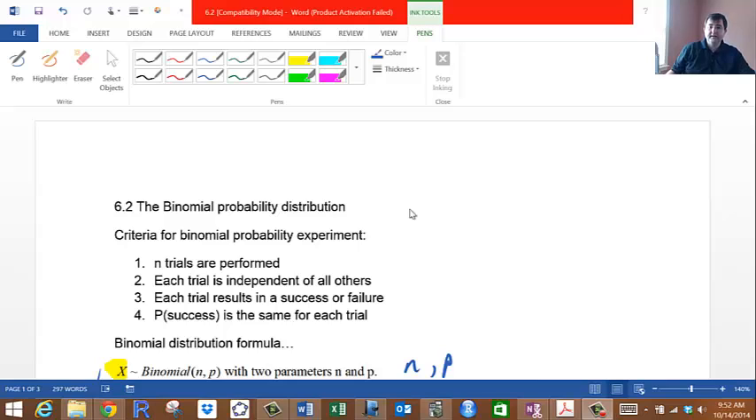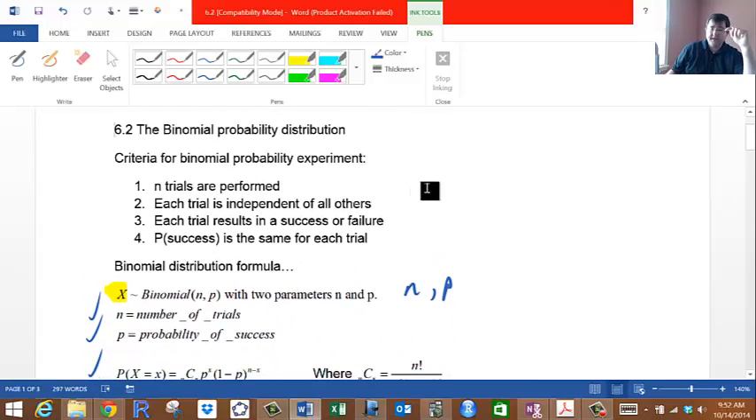So let's go ahead and take a look at 6.2, which is the binomial probability distribution. There are four criteria that this kind of probability must meet. Number one is that n trials are performed.